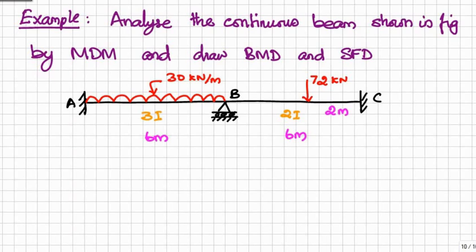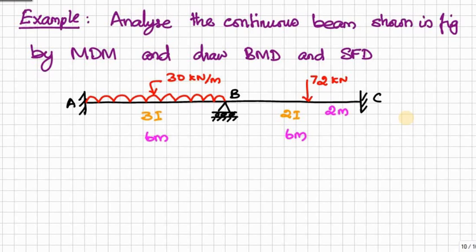and AB span having 30 kilonewton per meter UDL load throughout the span, and the cross section is of 3 times I. And BC member has a point load at 2 meter from C support, and the cross section is of 2I. In moment distribution method, first we have to calculate fixed end moments by considering each span separately.